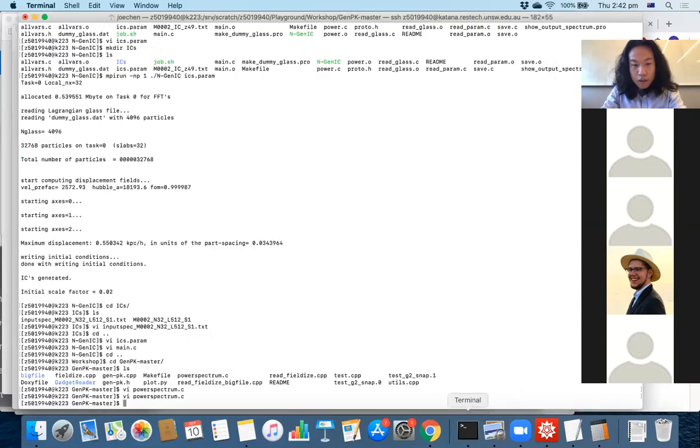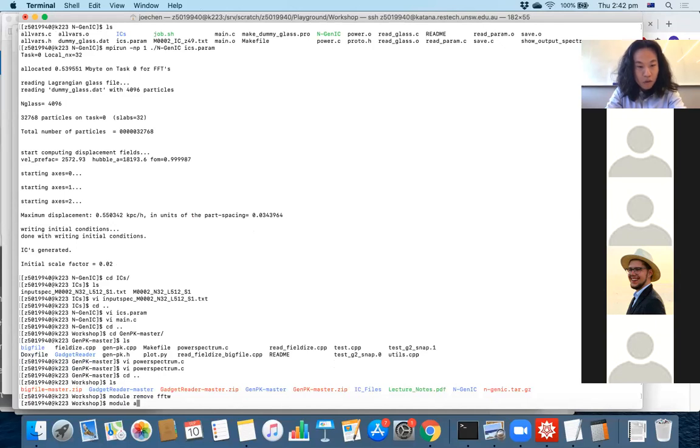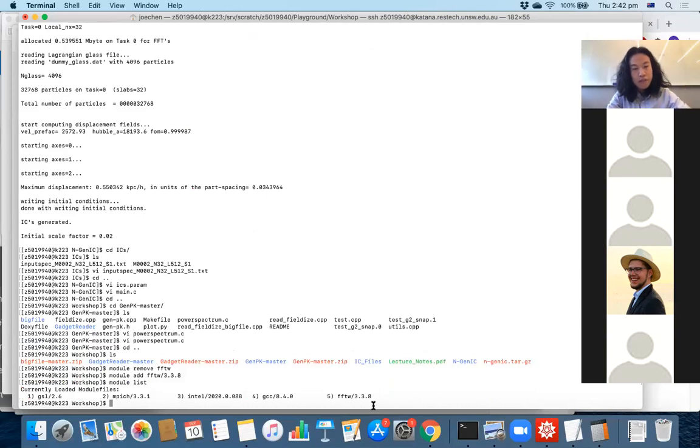So okay, for compiling this, it's a bit different because GenPK needs FFTW3, so module add FFTW 3.3.8. So module list, make sure I have the correct version of the FFTW. And GenPK also needs two additional libraries, the gadget reader and also bigfile. Both of them are written by Simeon Bird himself, so I have no idea what goes inside. But gadget reader pretty much just reads a gadget snapshot and turns it into a workable format rather than just one giant array. And bigfile does something similar, and I don't know exactly what it does. And you don't really need to know about it either.